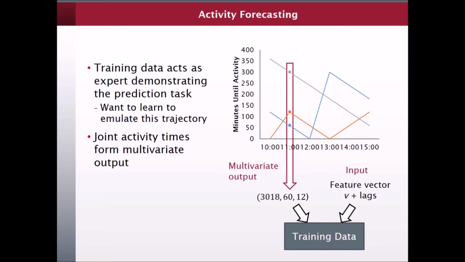As before, the training data acts as an expert that's demonstrating the prediction task, but with these two enhancements, our feature vector has more information now. It includes all of our original features, plus the lags, plus the forecast times from each of our individual activities. All of this is used as training data, and the output of this second pass at prediction is a multivariate output, or a set of predicted delays for the entire set of activities.